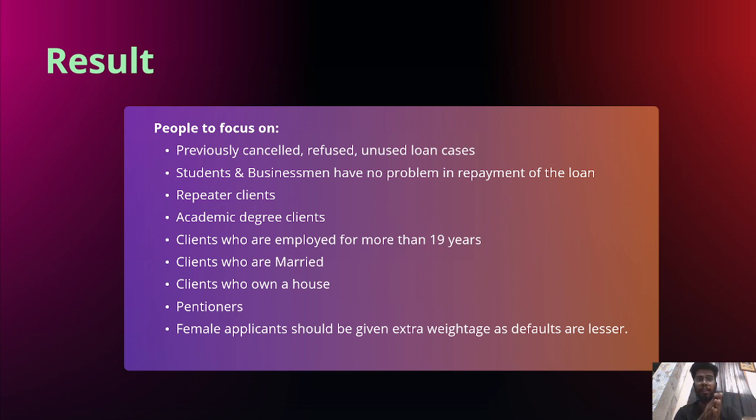For pensioners and female applicants, we should give extra weightage as they are fewer defaulters. Males are defaulting more and females are defaulting less. So we can focus more on females.